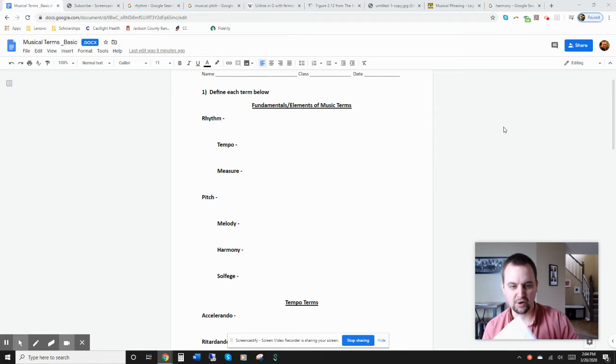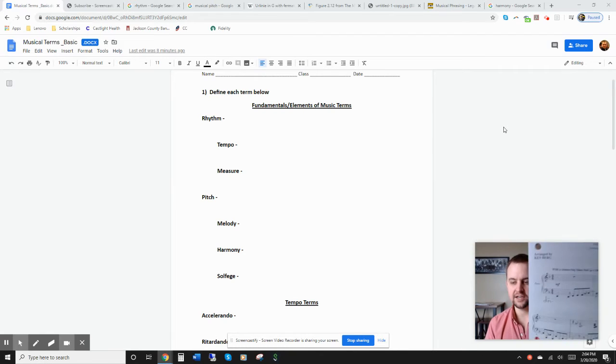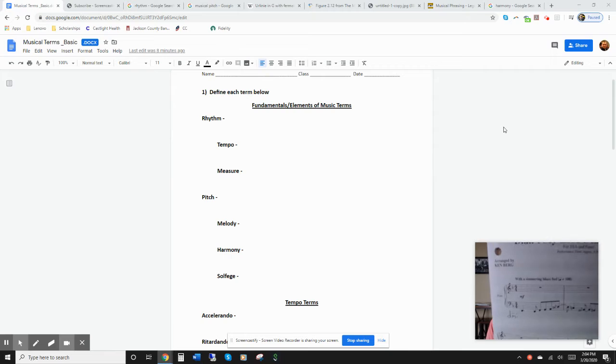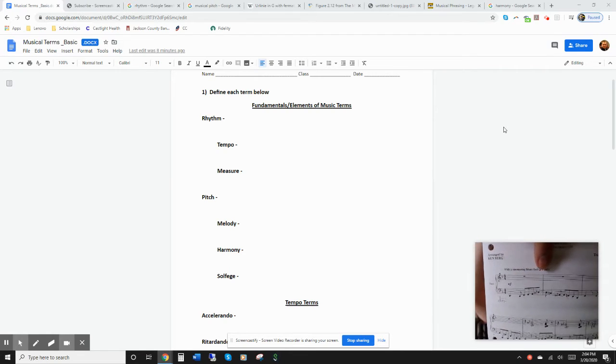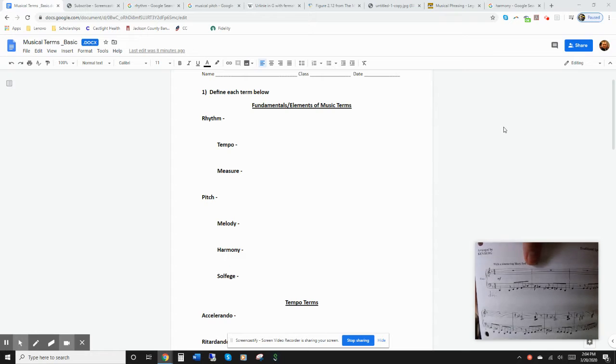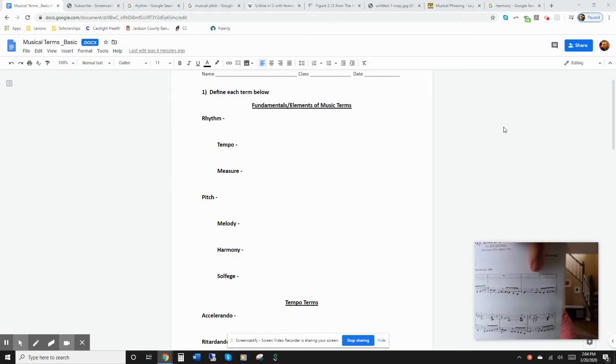I like to use the word pulse instead of beat. Okay, here is an example of a measure. And here I'm showing you the piano part of Didn't My Lord Deliver Daniel by Ken Berg. And we have measure one right here. A measure is defined by the measure bars, which are these vertical lines right here. So that is the end of measure one and the beginning of measure two. And here's another bar line. So that means that's measure three.